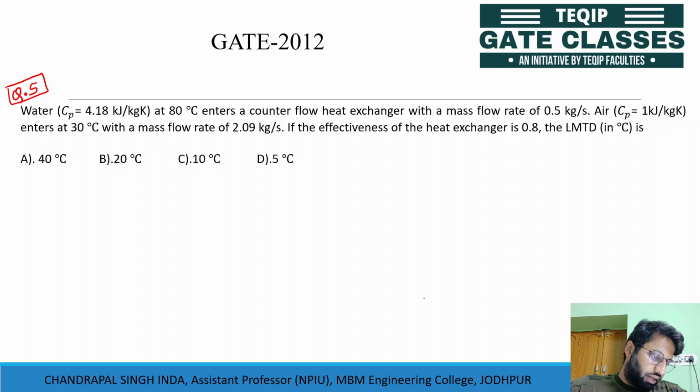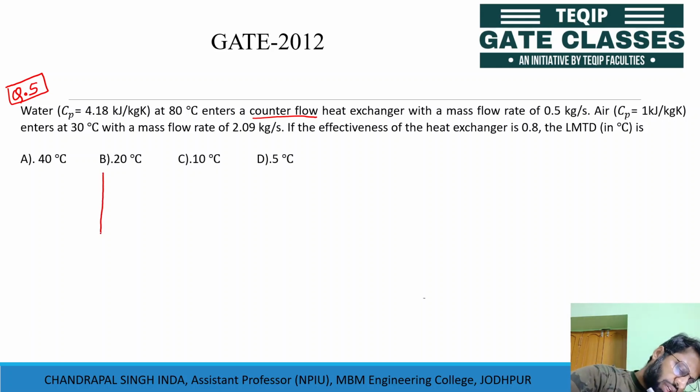Water, specific heat is given to us, equal to 4.18 kilojoule per kg Kelvin, enters at 80 degrees centigrade in a counterflow heat exchanger, with the mass flow rate of 0.5 kg per second. Air, specific heat of the air is given, equal to 1 kilojoule per kg Kelvin, enters at 30 degrees centigrade with the mass flow rate of 2.09. The effectiveness of the heat exchanger is 0.8, and we are required to find the value of LMTD.